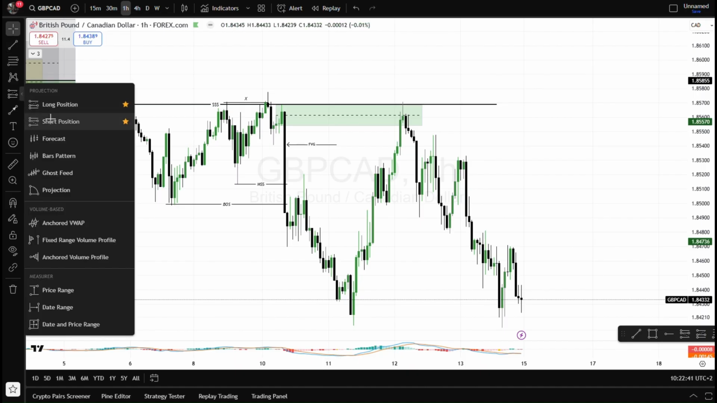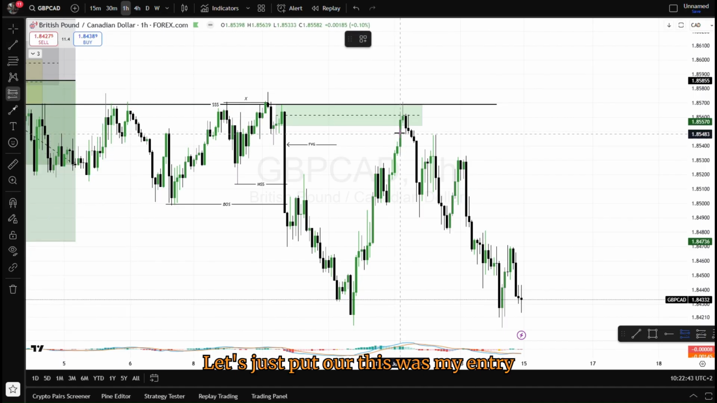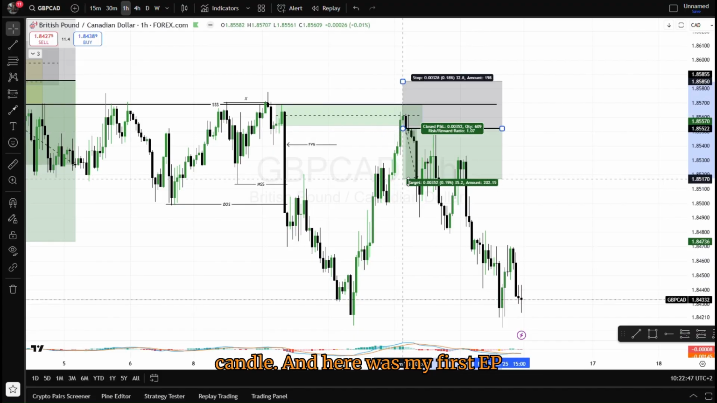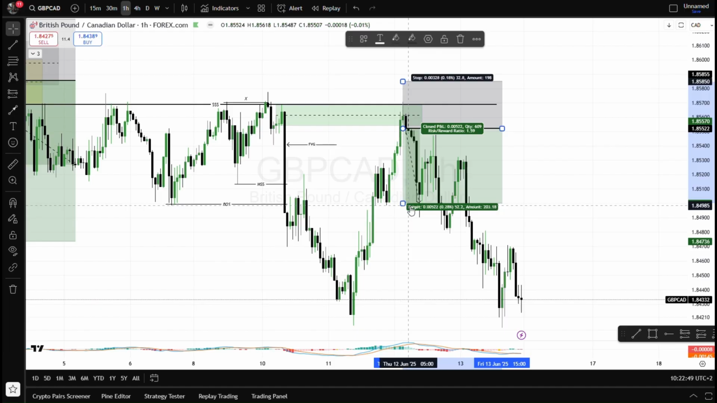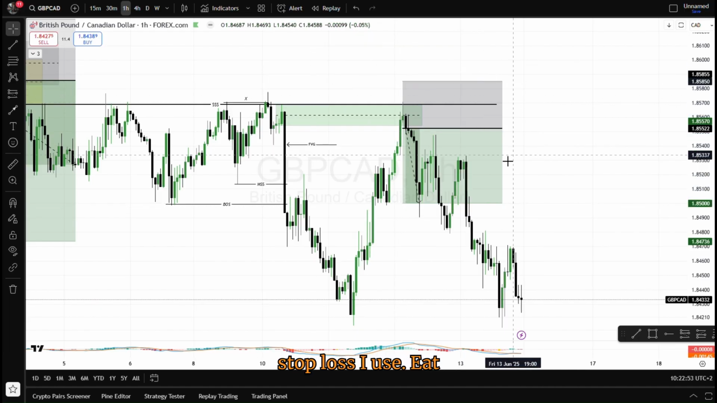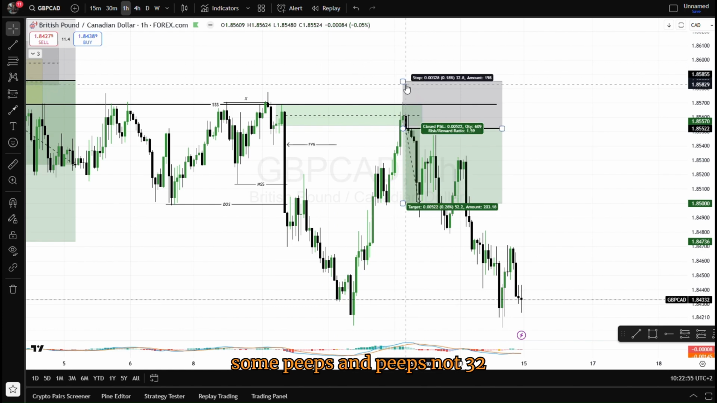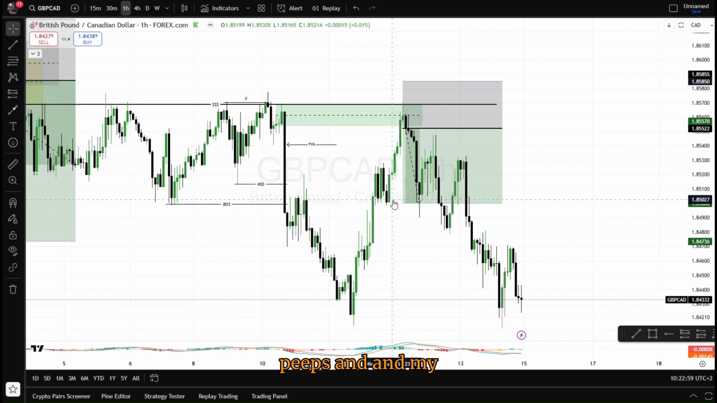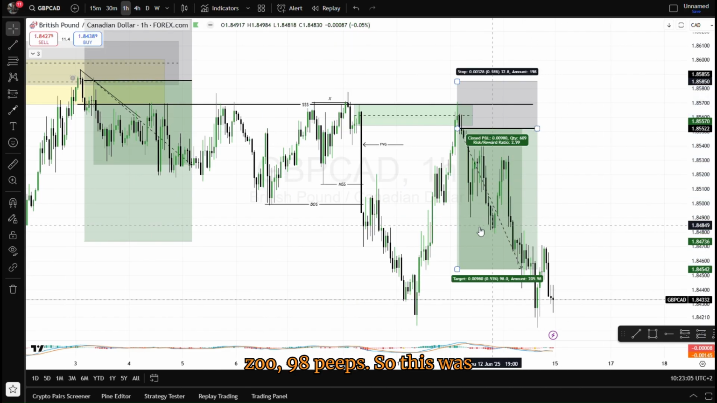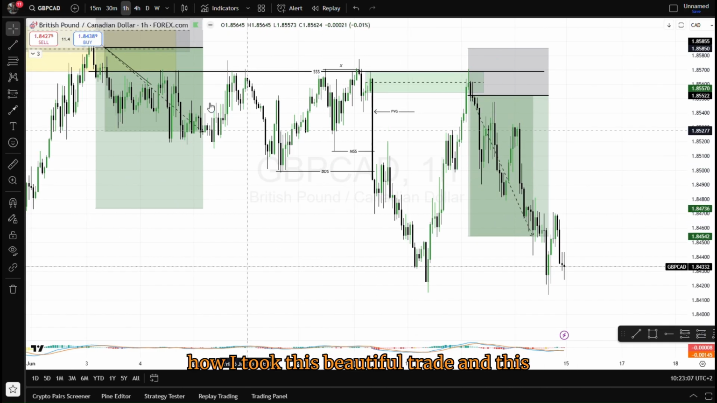So this was my entry right here because of that bearish candle, and here was my first TP, and my stop loss was here. Same stop loss that I use. Stop loss was here, 32 pips, and my full TP was at the zone, 98 pips. So this was how I took this beautiful trade.